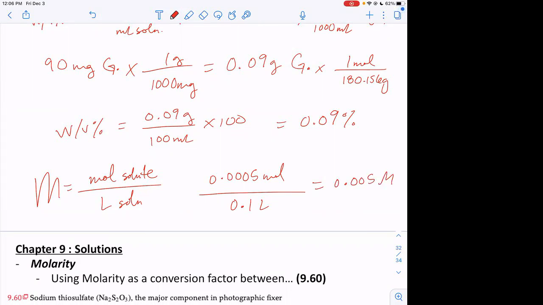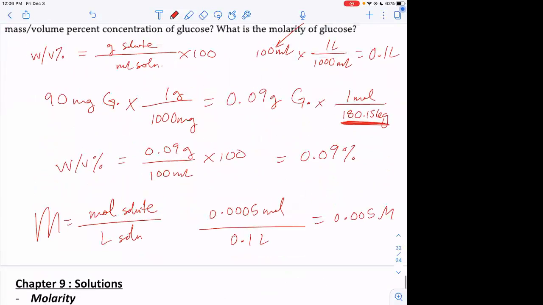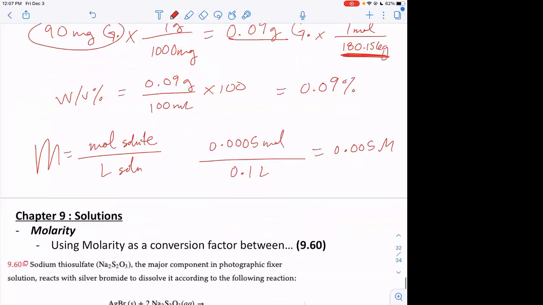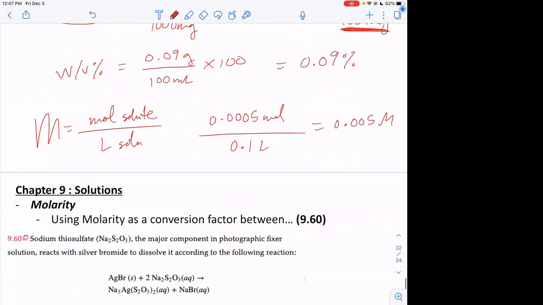And you'll get 0.005 molar. Did you take the molar mass and then times by the grams that we have? I took the number of grams from the first part. We converted the 90 milligrams the problem originally gives us to grams. I divided by the molar mass, 180, and got moles. It was 0.0005 moles. I just divided that by the number of liters.